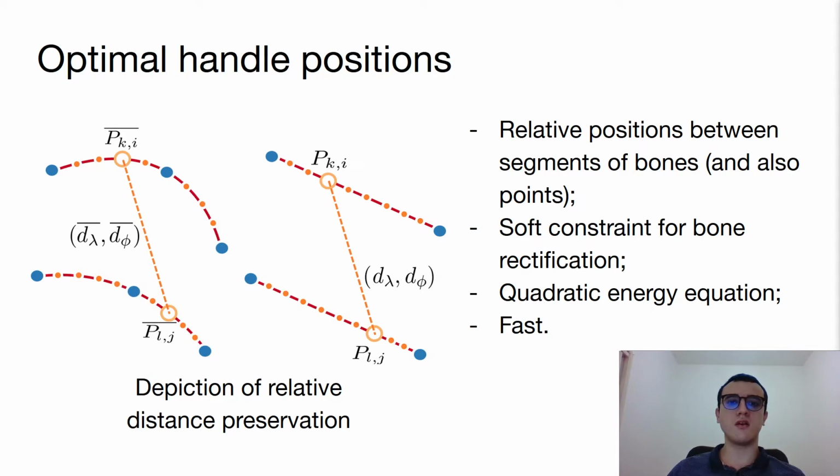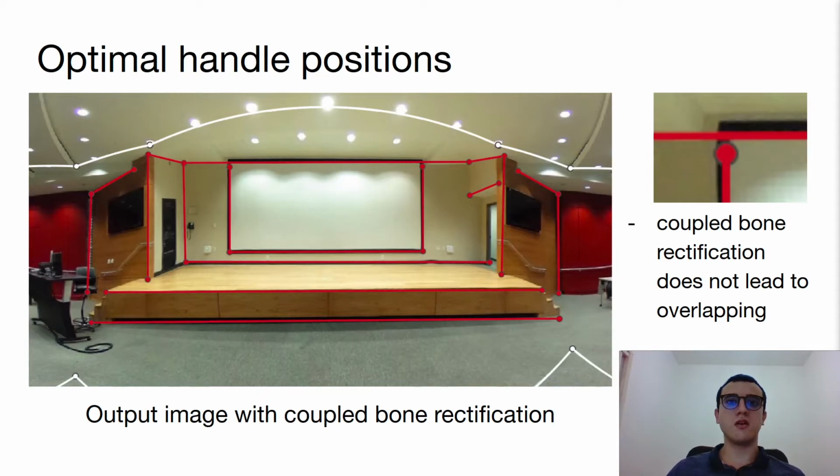Since we define the relative position using segmentation of the lines, the energy can be written in terms of equirectangular distance, and therefore it is minimized by solving a linear system of equations. This then leads to a fast implementation. This methodology leads to a much more natural line rectification, as we can see in this result using the relative distance preservation.